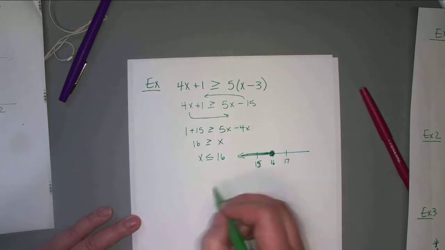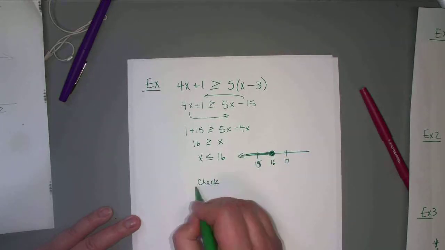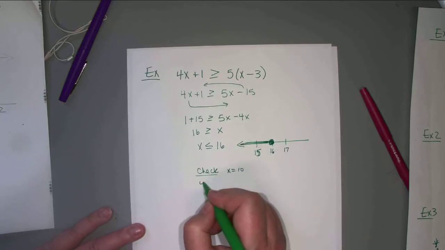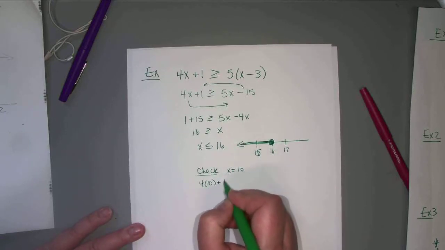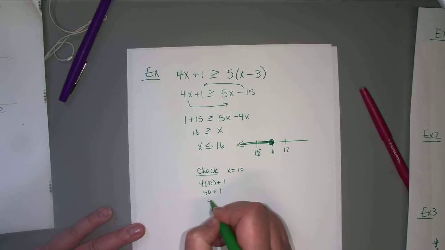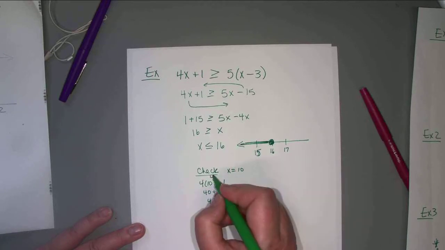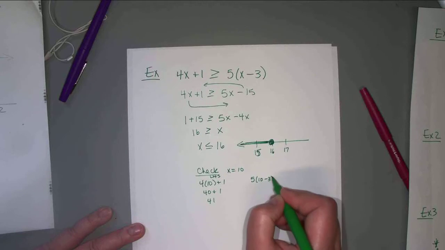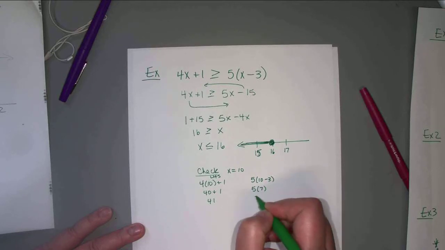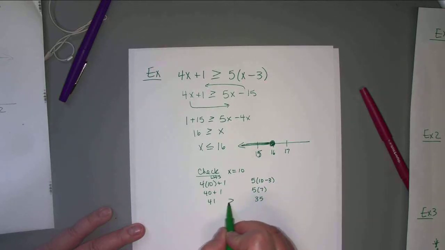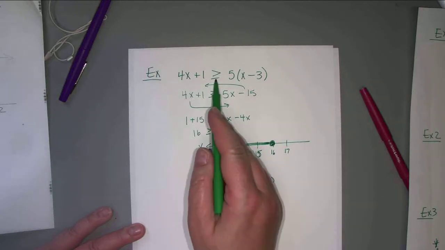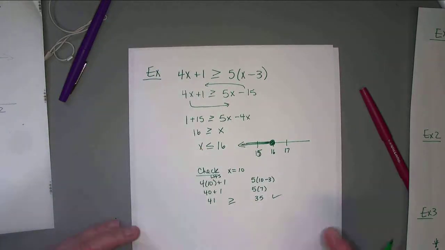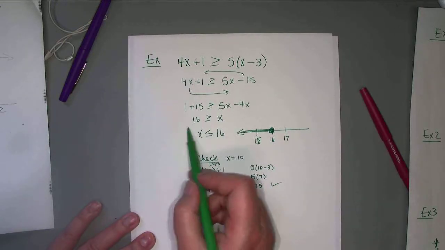So we could check our answer by plugging any number less than 16 in. Let's plug in x is 10. 10 is less than 16. So on the left-hand side, and on the right-hand side, we get 35. So 41 is bigger than 35, and our sign goes in that direction, so that's true. We have it going the right way. So this would be your solution.